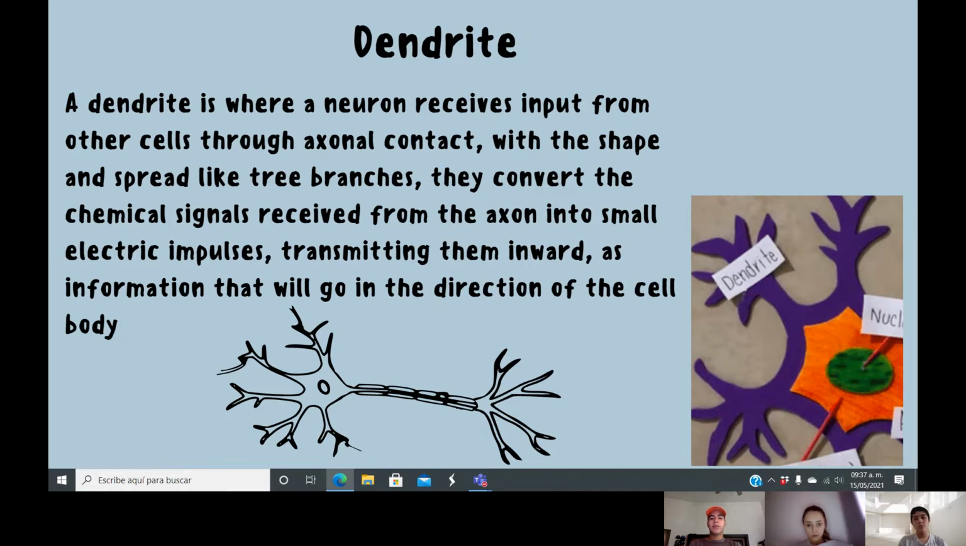Then we have the dendrite, which has the shape of and is spread like three branches, as we can see in the image. It is the place where a neuron receives input from other cells through axonal contact. They convert the chemical signs received from the axon into small electric impulses, transmitting them inward as information that will go in the direction of the cell body.